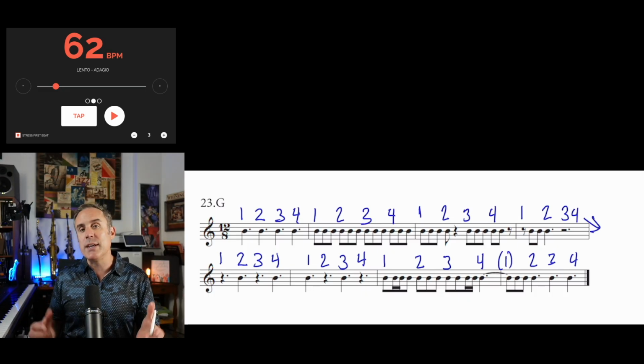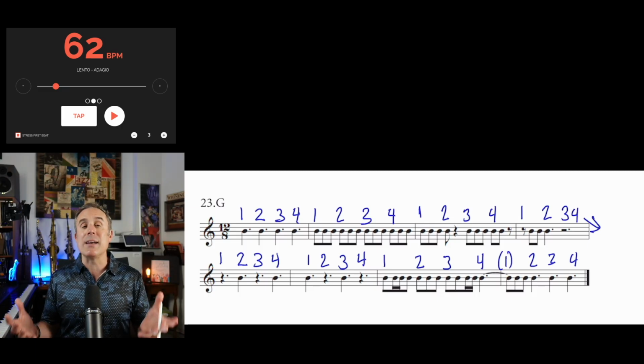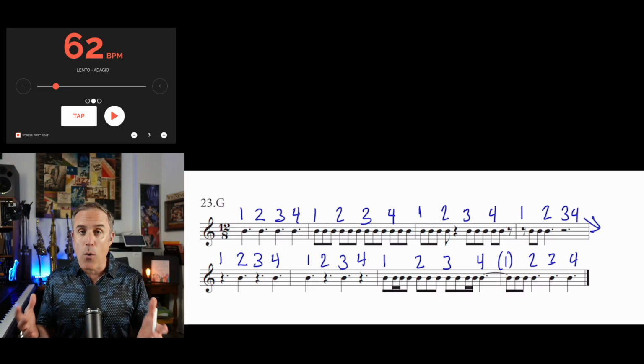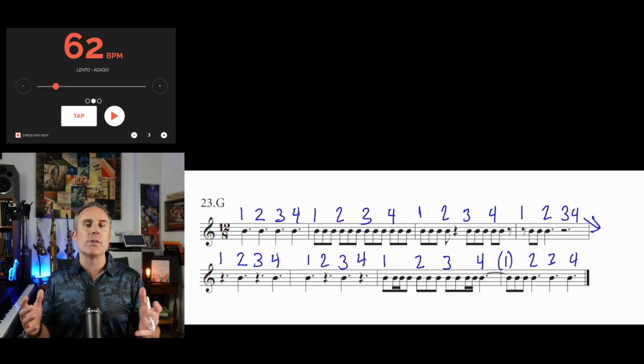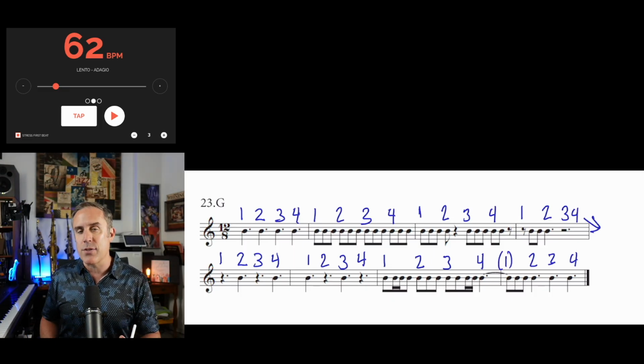All right, there's some really cool measures here in exercise 23G. And just to repeat again what 12/8 is, we've got 4 beats in the measure. We've got a dotted quarter note getting each one of these beats, and each one of those dotted quarter notes is broken down into 3 8th notes.